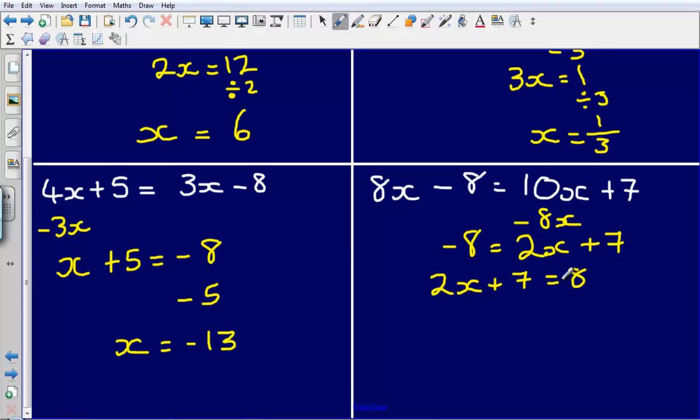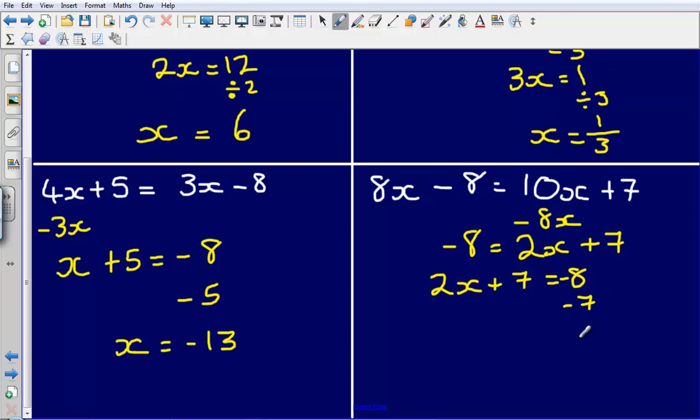Oh, sorry, I've forgotten the negative sign there. So 2x plus 7 is equal to minus 8. That just is exactly the same as minus 8 equals 2x plus 7. Some people get confused by this, so to help people not get confused by it, I'm just going to rewrite it the other way round. So 2x plus 7 is equal to minus 8.